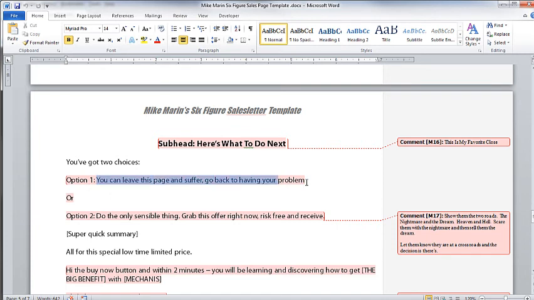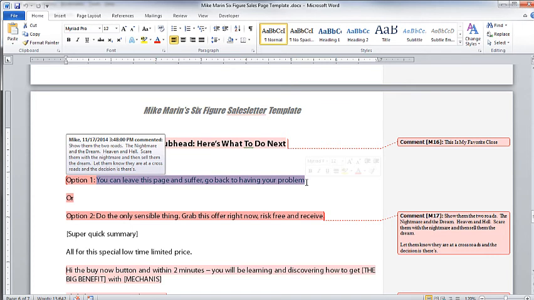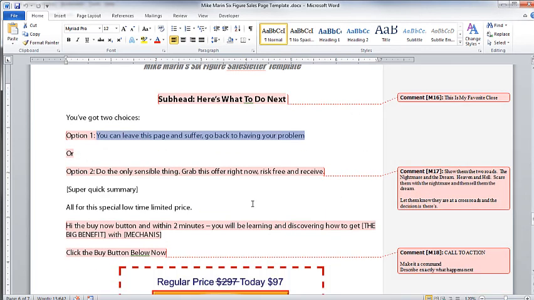What I want to do here is show them, all right, you could go back and continue to struggle, continue to have financial problems, continue to be 15 pounds overweight, continue to not feel confident, continue to not want to take your shirt off, continue to have low energy, continue all the negative things. Or option 2, which is, do the only sensible thing and grab this offer now, risk-free. It's backed by a full 30-day guarantee, and then a quick summary, all for a special low price. And that's it. That's a crosswords close.